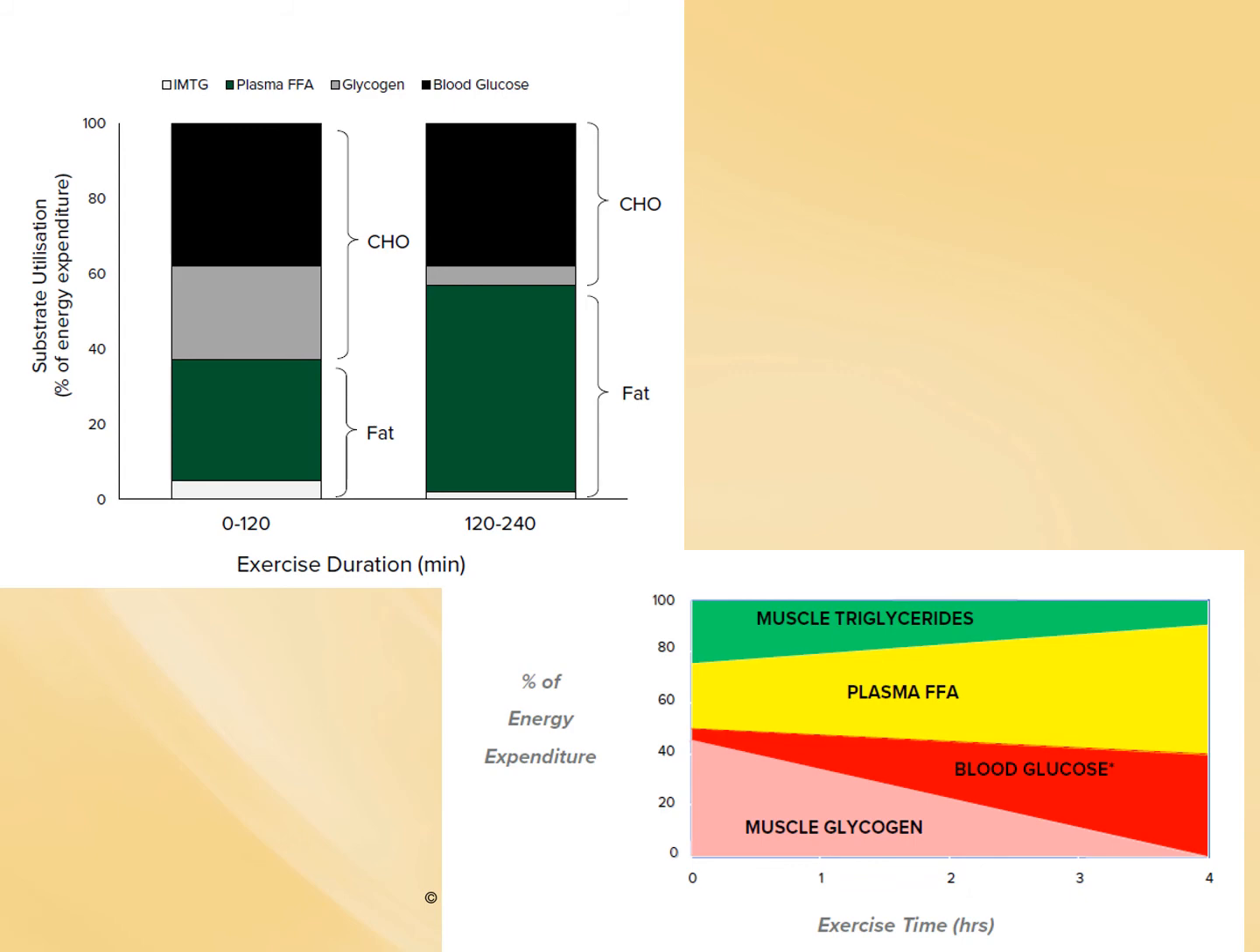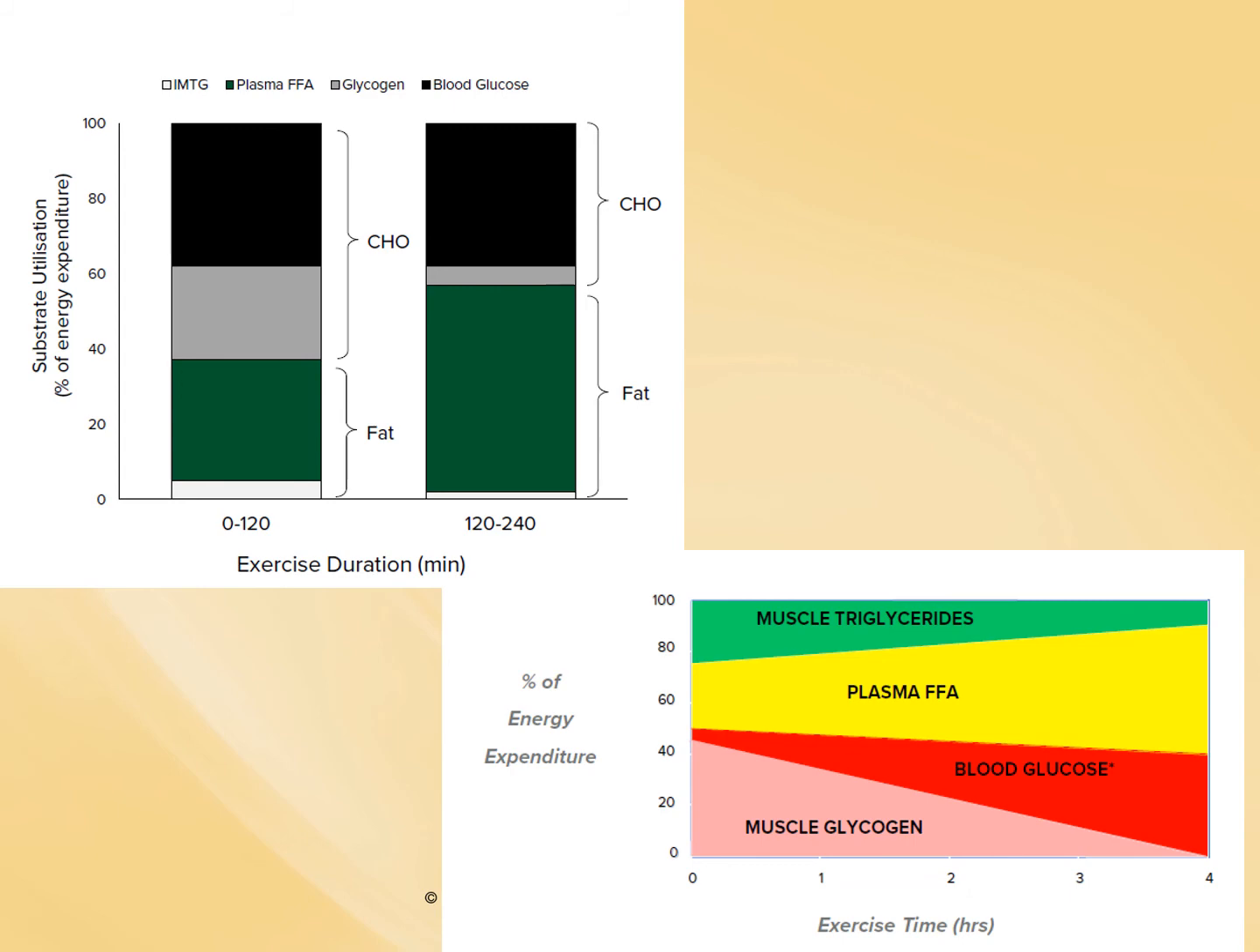Carbohydrates become the biggest contributor, with glycogen being the gray and blood glucose being the black, so we have quite a reliance on glycogen, and blood glucose is still a source. And that's where our liver comes into play with keeping our blood glucose levels steady.